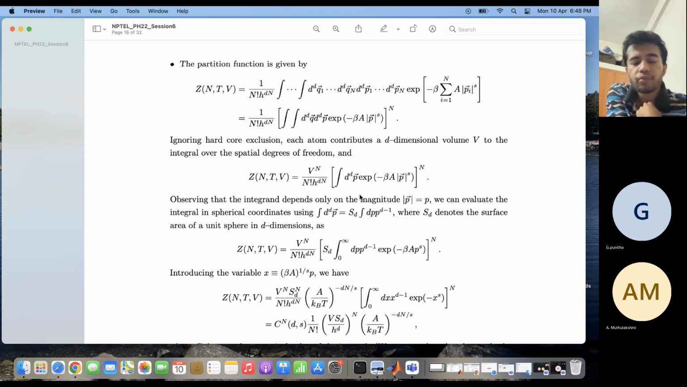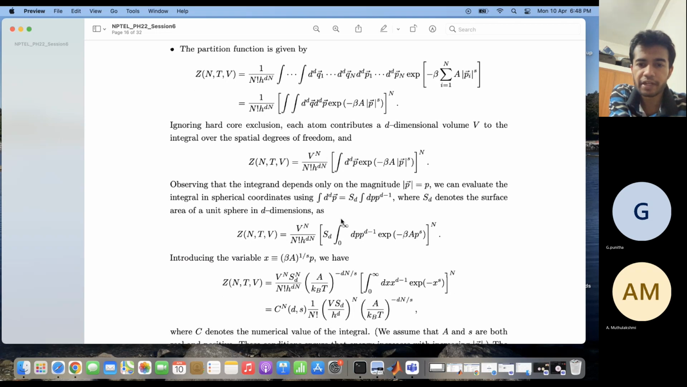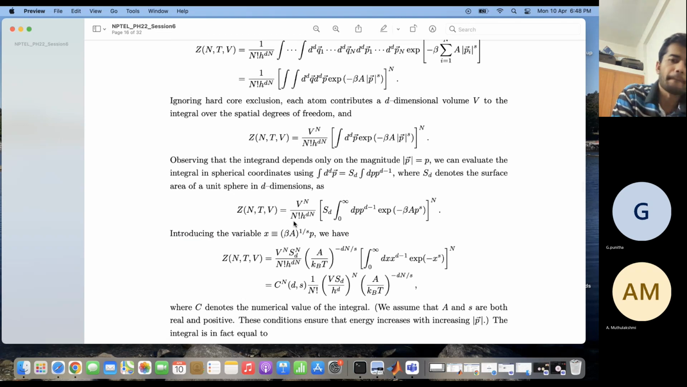Now, in d dimensions we use the spherical symmetry. That means we consider that all possible values of momentum are equally achievable within the sphere of radius p in the momentum space. Therefore, the d-dimensional integral over p becomes equal to S_d times the integral of dp p to the power d minus 1, where S_d is the surface area of a unit sphere in d dimensions. So basically S_d is the solid angle in d dimensions.